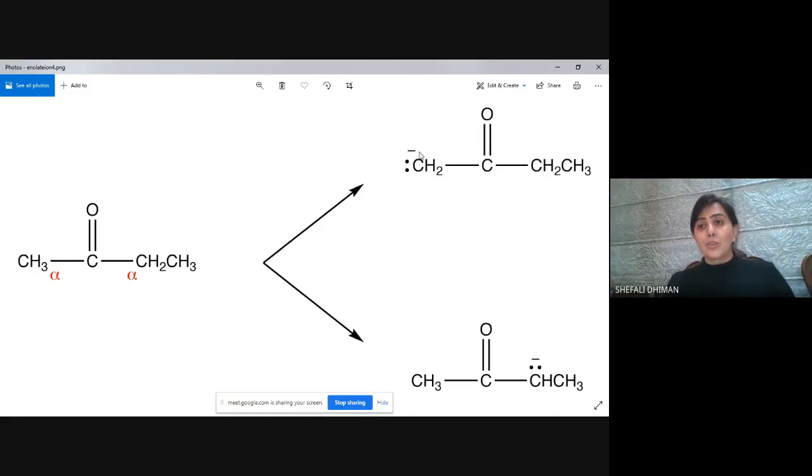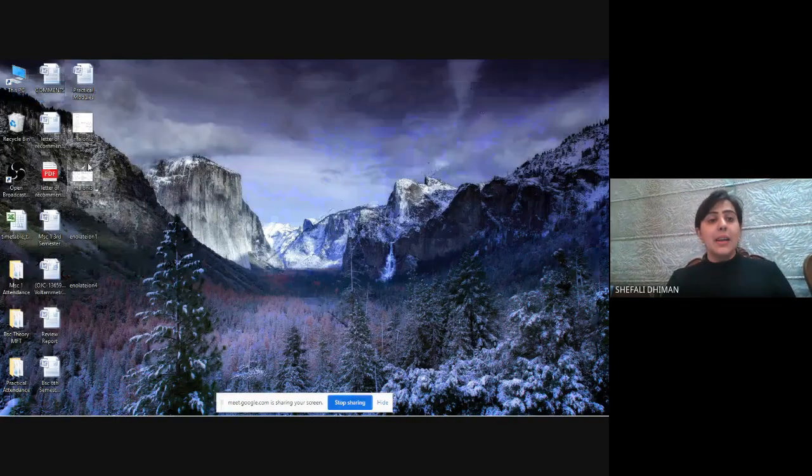Now, if I draw the other resonating structure, this is not called the enolate ion, this is called the carbanion. A carbon bearing a negative charge is called a carbanion. So once I draw the carbanion by removing the proton from the alpha carbon, this is a resonance stabilized structure. Why? Because the negative charge can go like this and oxygen will acquire a negative charge. And the structure that forms will be called the enolate. That would be called the enolate.